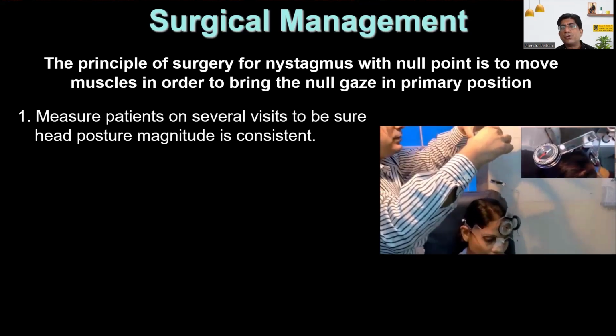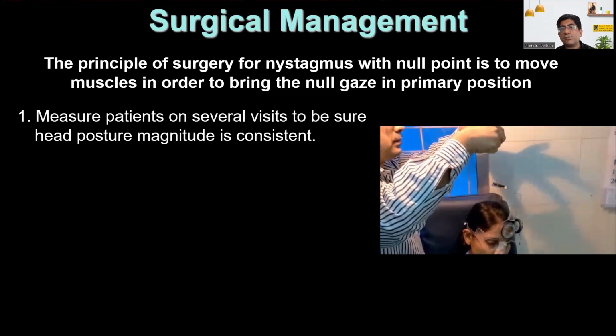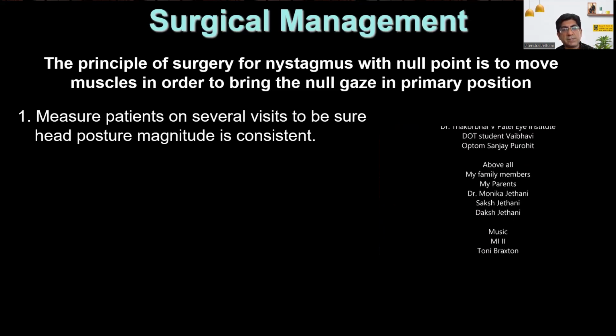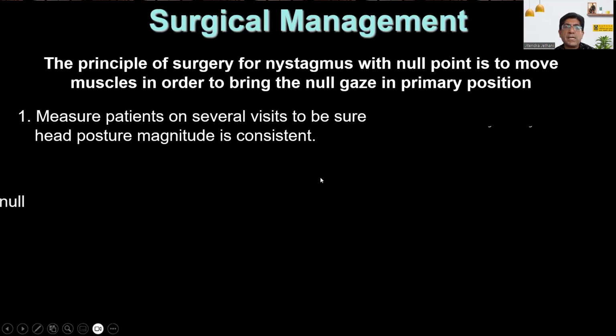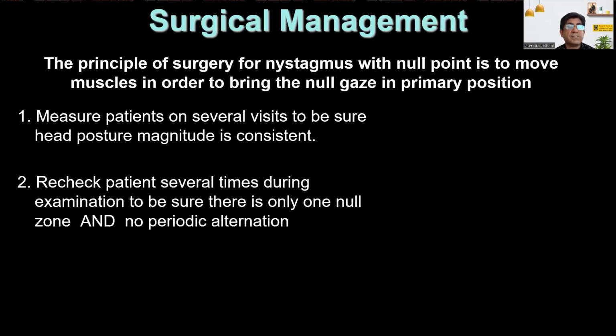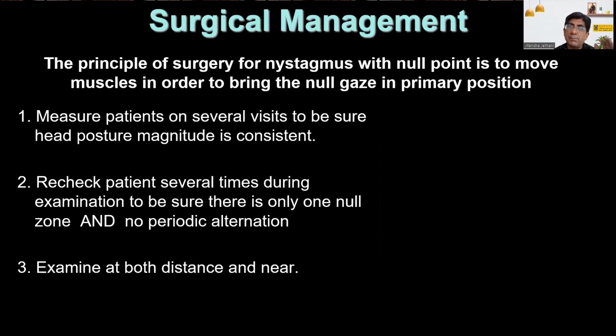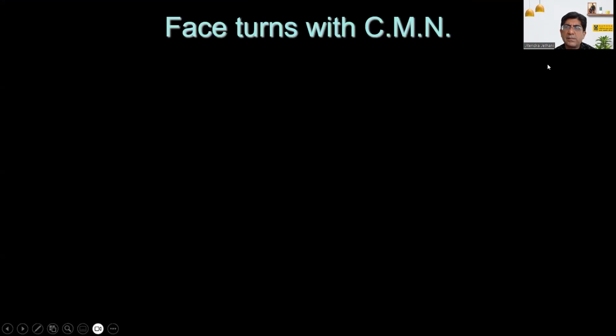So we have to measure the patient on several visits to be sure that the head posture and magnitude are consistent, and that there is no periodic alternating nystagmus with a changing face turn. We have to recheck the patient several times during the examination also, and ask the patients and parents that there is only one null and there are no periodic alternations, and we should examine them both at near and distance. There can be some patients who have a different null position for near and a different null position for distance. So that is to be taken care of whenever you see them.